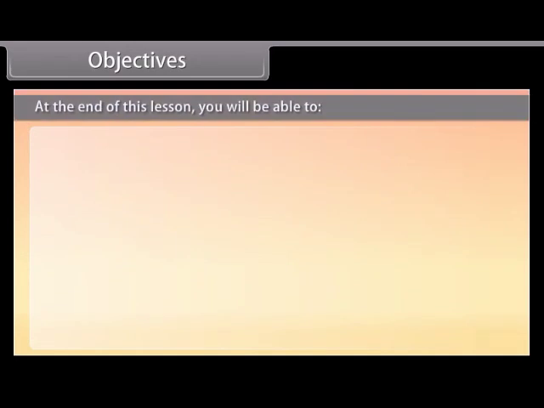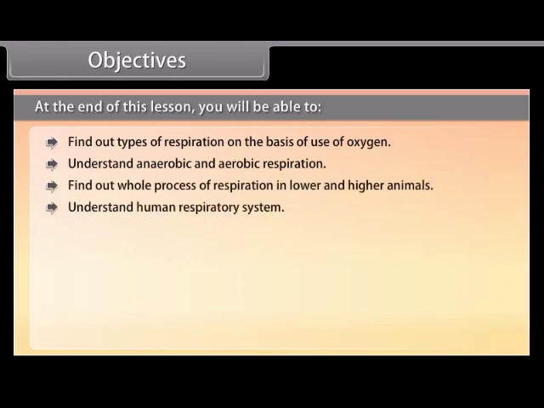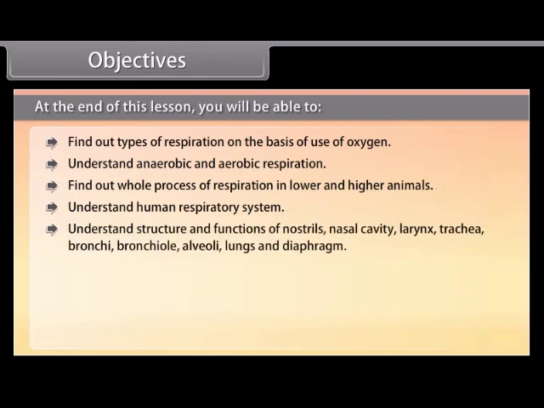Objectives. At the end of this lesson, you'll be able to find out types of respiration on the basis of use of oxygen, understand anaerobic and aerobic respiration, find out the whole process of respiration in lower and higher animals, understand human respiratory system, understand structure and functions of nostrils, nasal cavity, larynx, trachea, bronchi, bronchiole, alveoli, lungs, diaphragm.